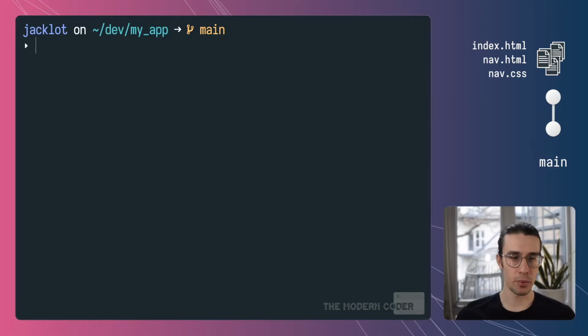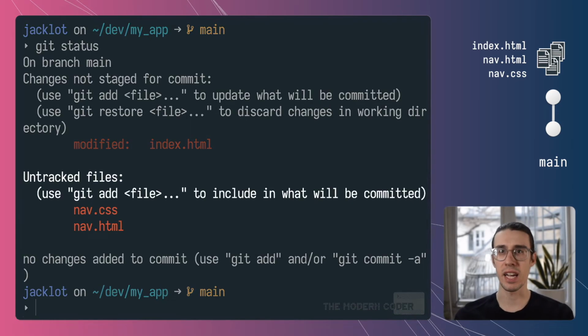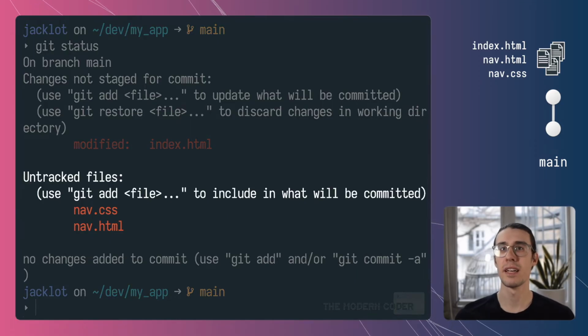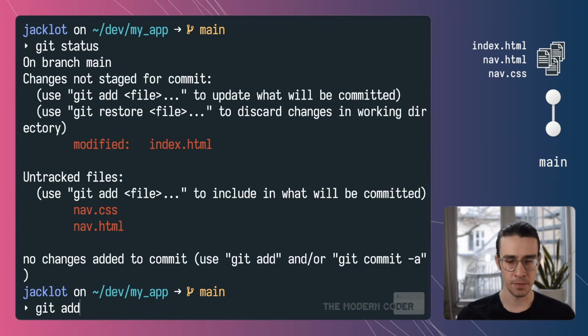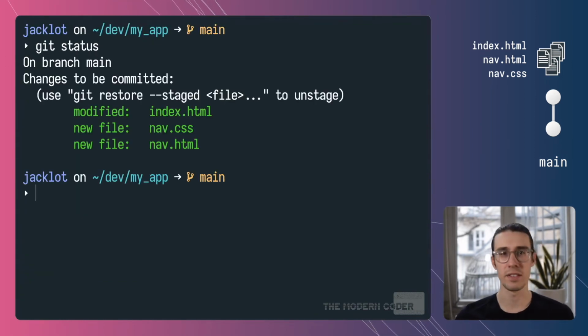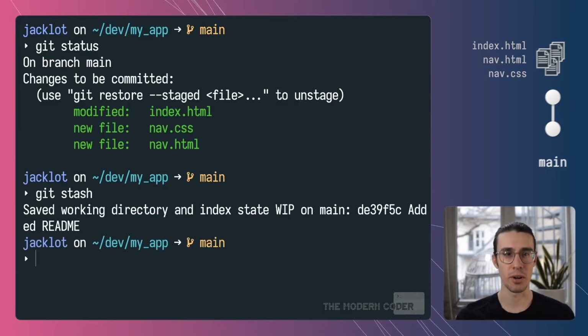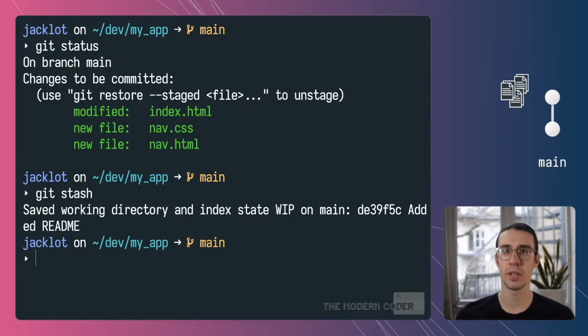Now, before I do that, I want to point out one thing. If I run git status, you can see that nav.css and nav.html are new files that I've created since that last commit on mainline, which means they're untracked by Git. By default, if I run git stash, it's only going to stash files that are tracked by Git. So for right now, I'm going to run git add dot. What that's going to do, if I run git status again, is track all the files in my working directory so that when I run a git stash, and here's the git stashing part, it's now going to take all 3 of those files, round them up, and put them aside for me.